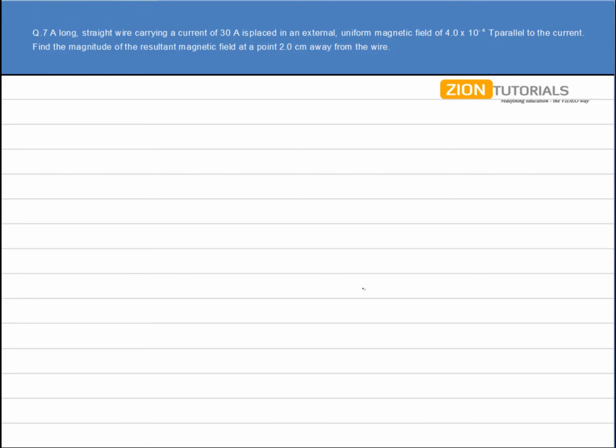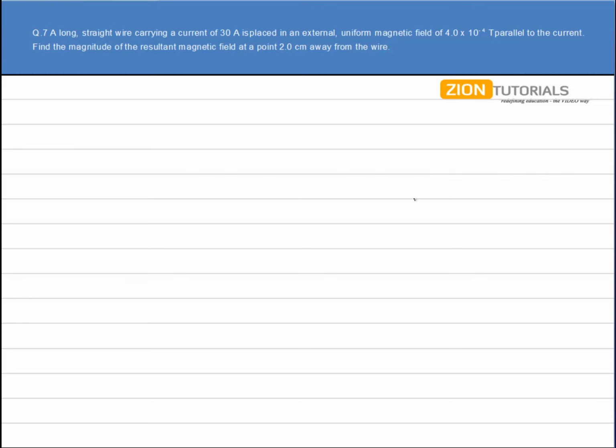A long straight wire carrying a current of 30 ampere is placed in an external uniform magnetic field of 4 into 10 to the power minus 4 Tesla parallel to the current. We have to calculate the net magnetic field at a point 2 centimeter away from the wire.